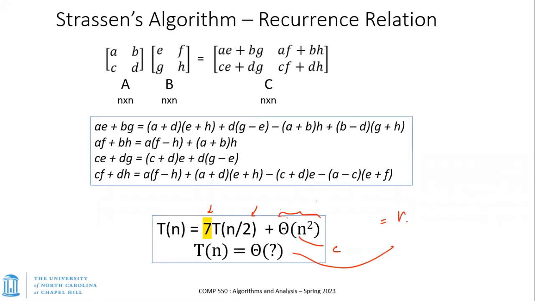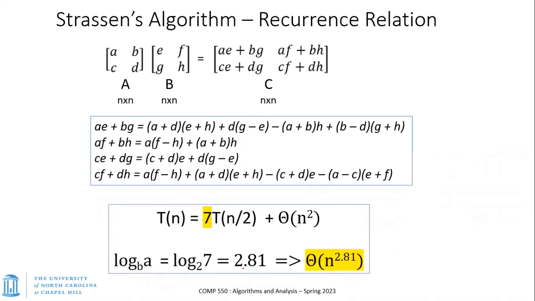What's the watershed function? Log to the base b of a. And what is that? Log to the base 2 of 7. Can somebody just calculate that for me? 2.81. All right, so I've had that before. So you get 2.81, and voila, we have a solution. We've actually reduced the complexity from theta of n cubed to theta of n^2.81. Okay, and this is when we clap Strassen because of his ingenuity.